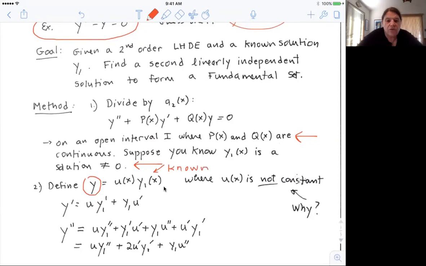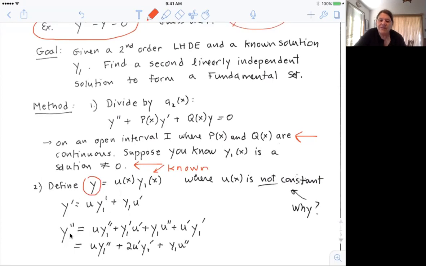That's the known solution. It can't be times a constant, so I make the assumption that it must be times some function u. Same thing I did before, same steps, guys. Just a little more generic because I don't know exactly what y1 is. So I need to take the derivative on both of those. So it'll be u y1 prime plus y1 u1 prime.